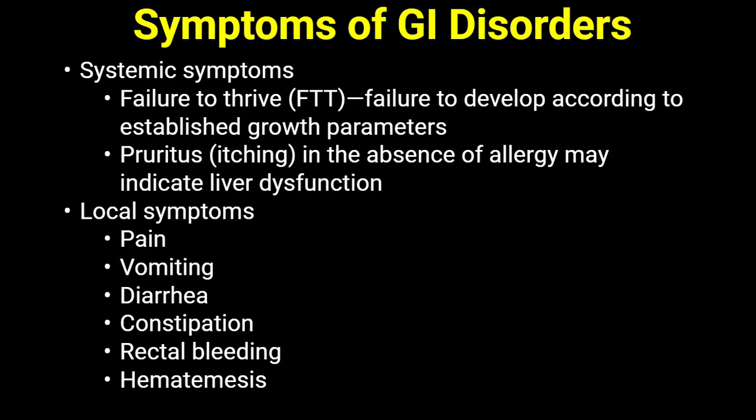Diarrhea can rapidly lead to dehydration in infants and young children. Assess stool characteristics and closely monitor hydration status, including urine output, mucous membranes, capillary refill, and daily weights. Constipation may result from diet, stool withholding, medications, or congenital disorders such as Hirschsprung disease. Persistent constipation warrants further evaluation. Rectal bleeding and hematemesis, or vomiting blood, are never normal and require prompt assessment. The color and appearance of the blood can help determine the source of bleeding and guide further treatment.